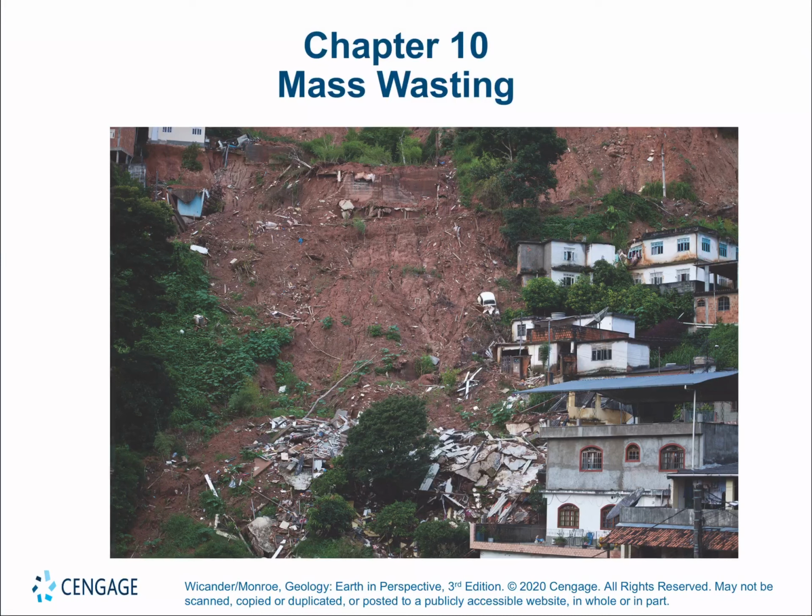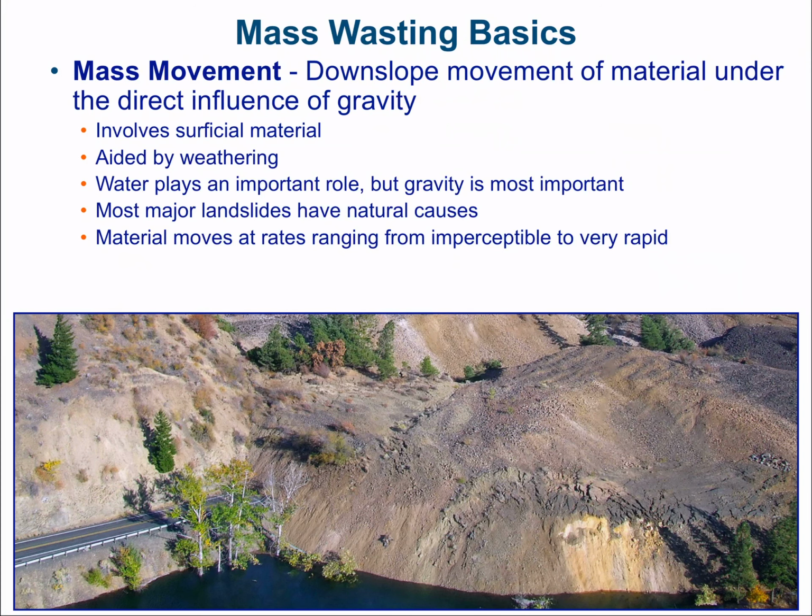We're going to be in chapter 10, which is mass wasting. This shows you a picture of some landslides that happened in Brazil back in 2011. To give us a start, mass wasting, also known as mass movement, is basically the downslope movement of material. That downslope movement occurs under the direct influence of gravity. That movement is going to involve material at the surface. It is also going to be aided by weathering.